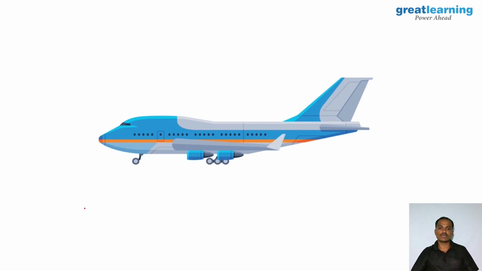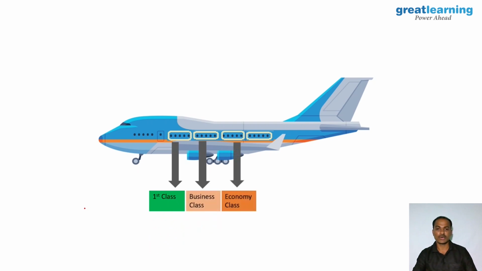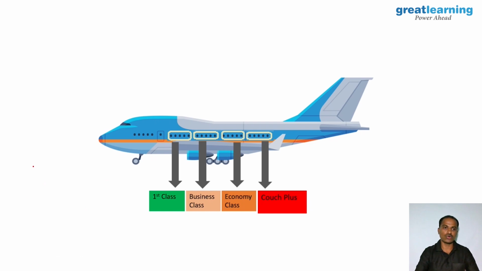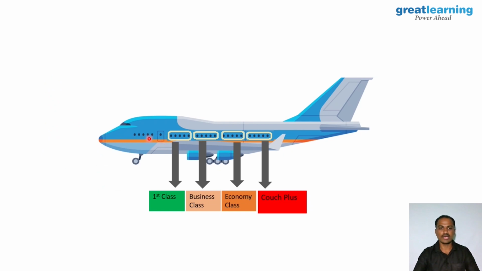This is a flight. Assume that this is a costly flight, and it has four classes of seating arrangements: first class, business class, economic class, and coach plus. Let's assume this flight is flying in the sky, and something goes wrong. Remember, this flight has only one exit door. This is the only exit door. There is no other door for passengers to escape and save themselves.